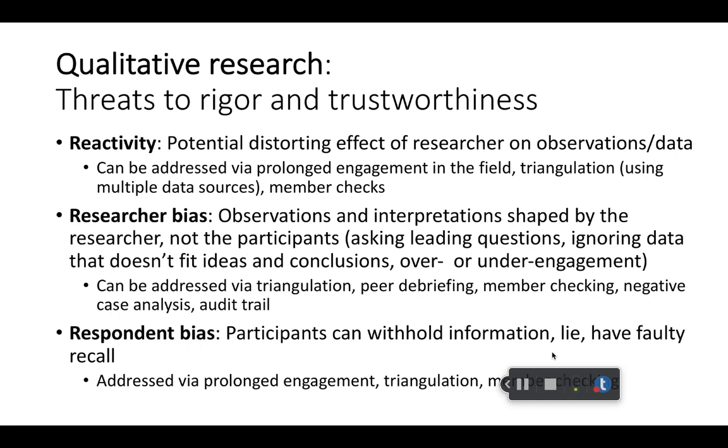Another threat to the rigor and trustworthiness of qualitative research is respondent bias. So participants in a study can withhold information, they can lie, they can have faulty recall, and so on. And this also can be addressed by prolonged engagement, triangulation, and member checking.